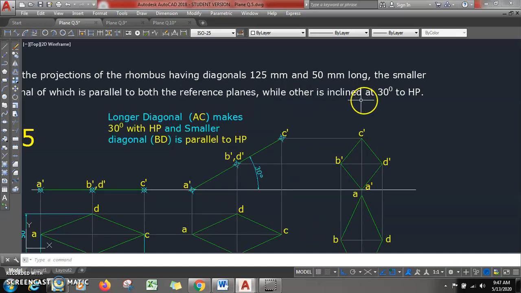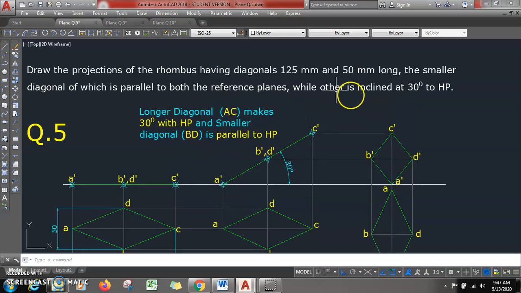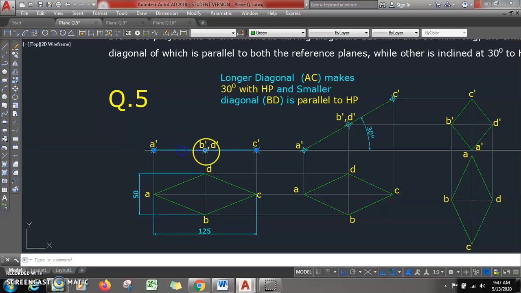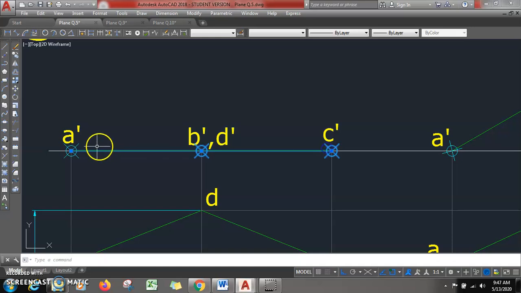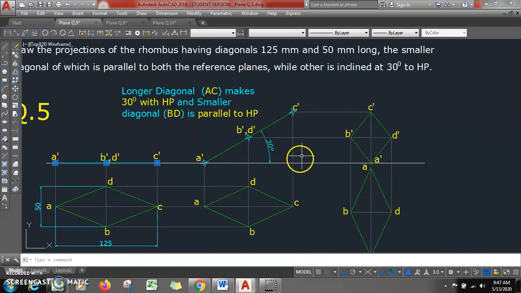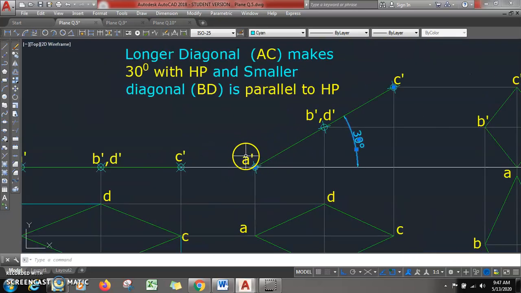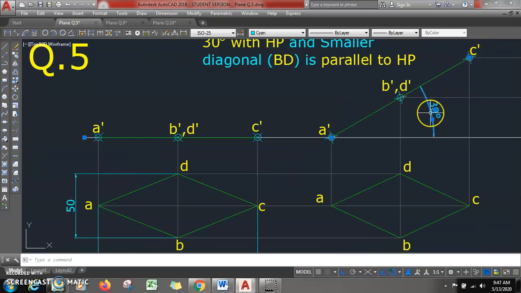Now you see, what is the angle of the longer diagonal? The other diagonal is smaller, parallel to both HP and VP, and the longer diagonal is inclined at 30° to HP. So in the next step, I will copy this line view along with the points and place it next to this, somewhere here. And I will rotate the line by 30°, keeping point A dash as the center. So point A dash will be the resting point, which they haven't given. And now what is the angle of AC? The longer diagonal A dash C dash is making an angle of 30°.